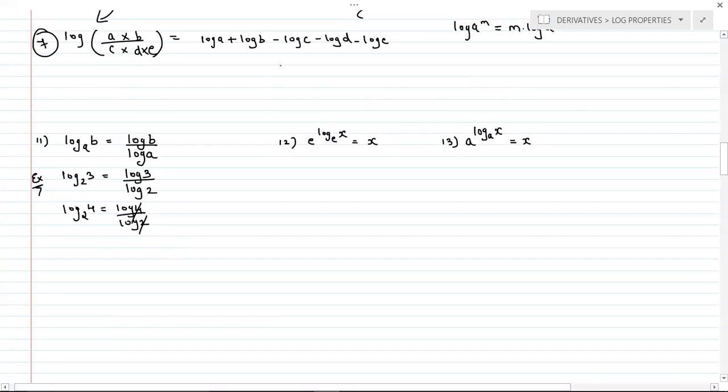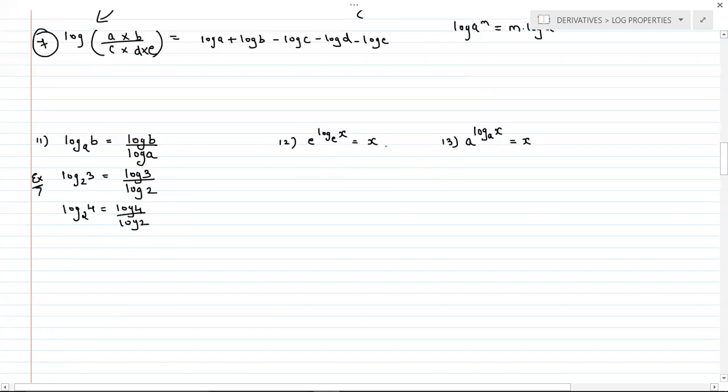And don't cancel the log also; we cannot do this in logarithm. Remember this. Don't say, sir, this log and this log are common so we can cancel log and log. No, we cannot do that. The properties are not applicable here like this. So this is the 11th one.